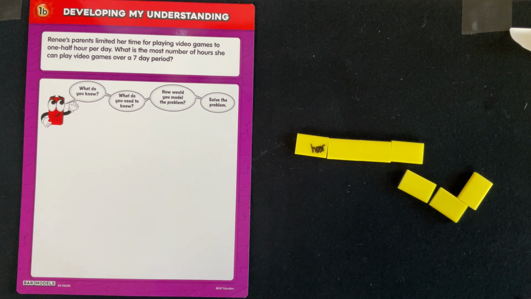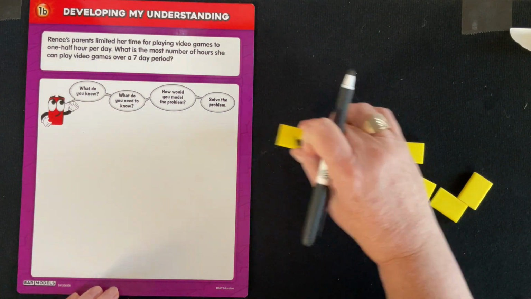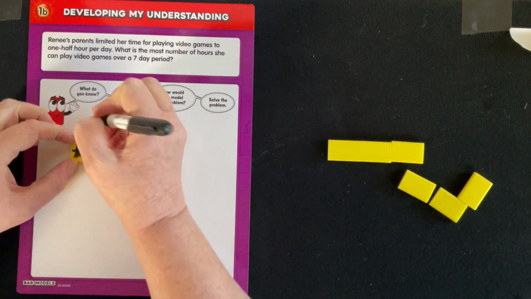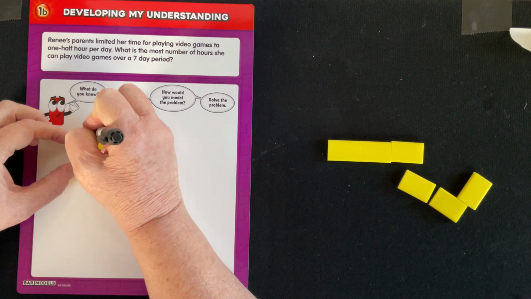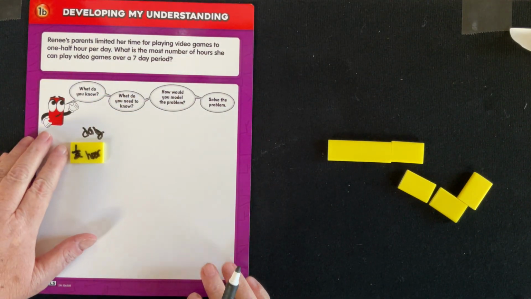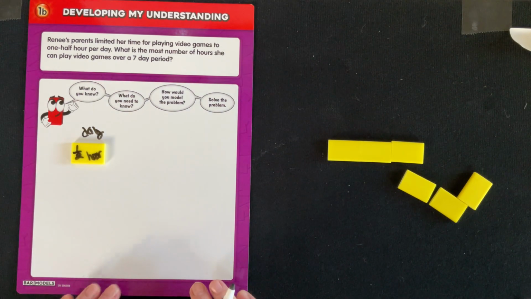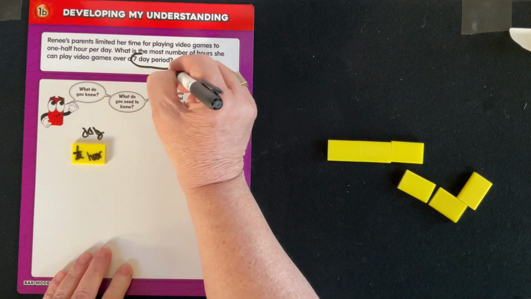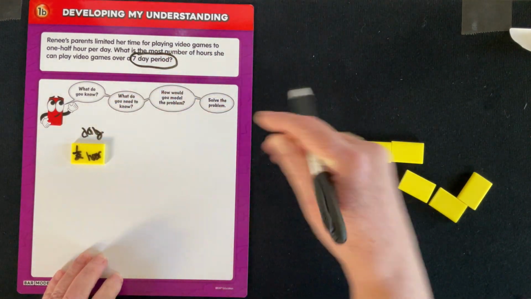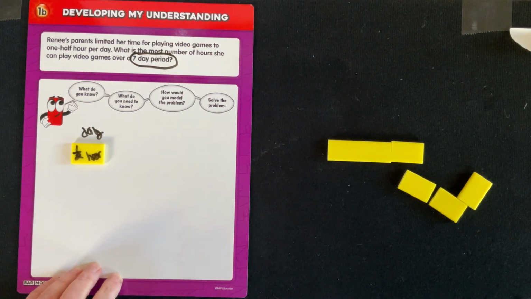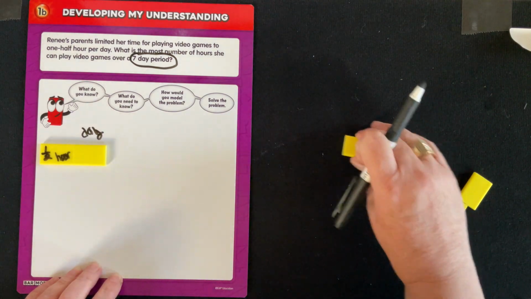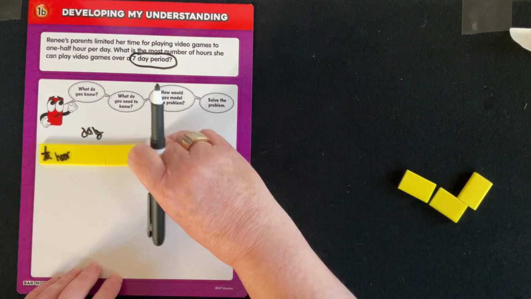So now you know that we're going to be multiplying to come up with this answer. Renee's parents limited her time for playing video games to 1/2 hour per day. So in one day, she can play 1/2 hour. What's the most number of hours she can play video games over a 7-day period? So now we know how many days she's playing, which is what? 7. So how many of the yellow bars do I need? That's right, I need 7 yellow bars.